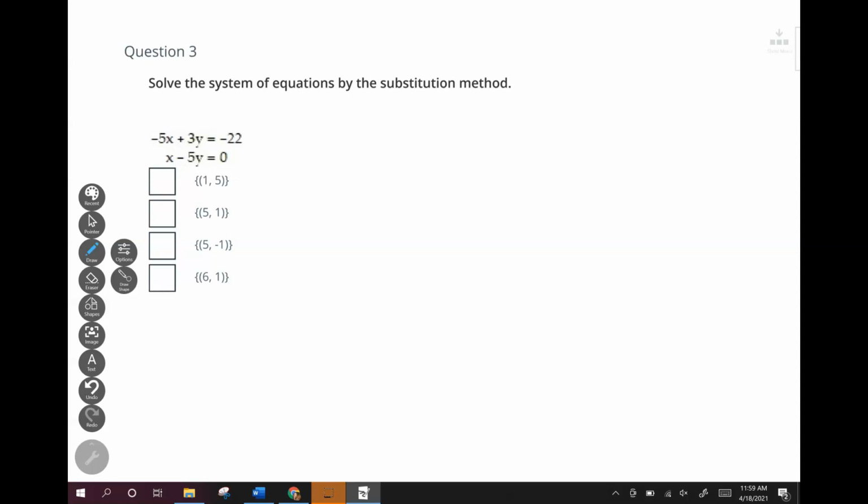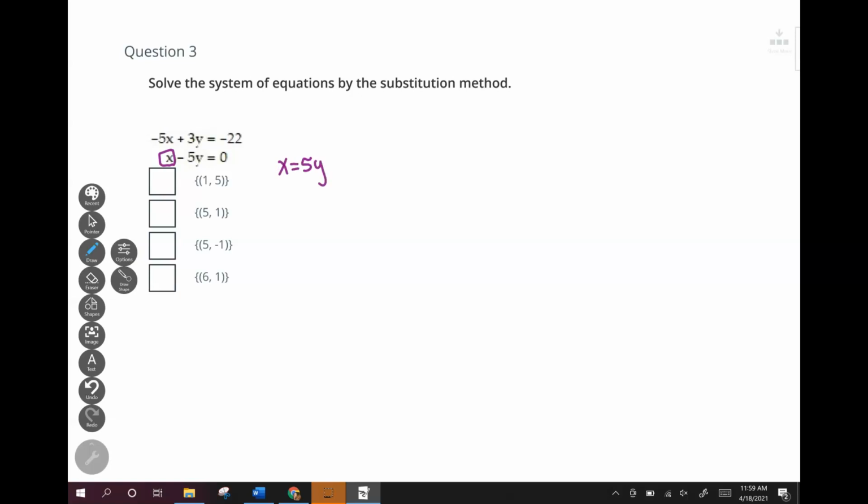Solve the system of equations by substitution. So using substitution, we always want to solve for one of the variables in one of the equations first. Isolate one of the variables. It's always easiest to isolate the one that doesn't have a coefficient, if the coefficient is 1. So I would choose to solve for x in the second equation, so I'm going to add the 5y to the other side. That gives me x equals 5y.